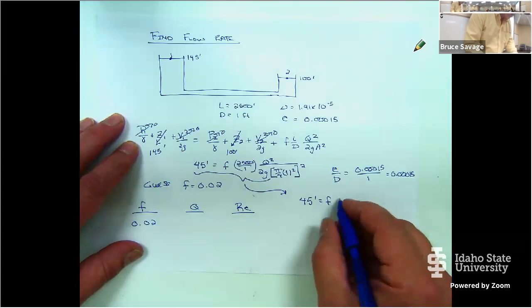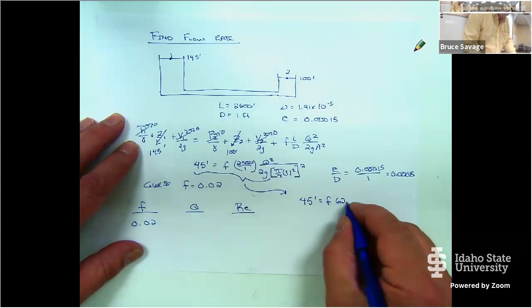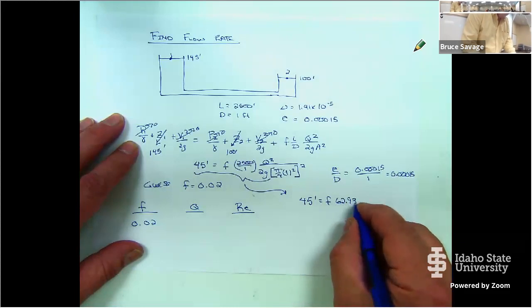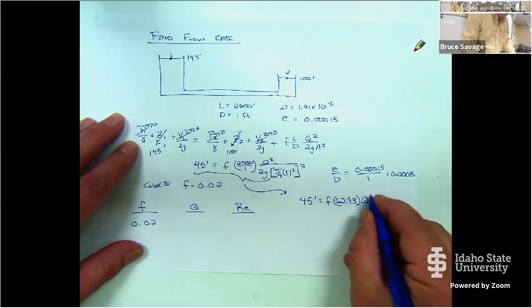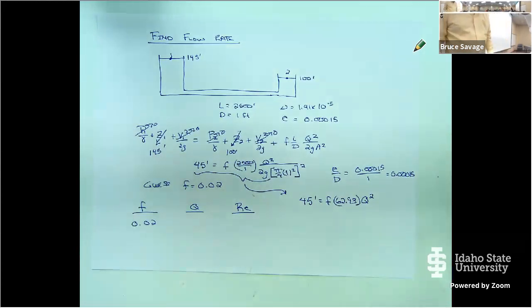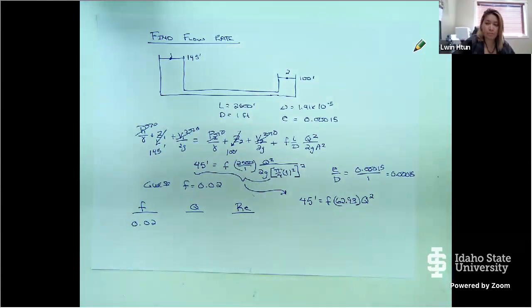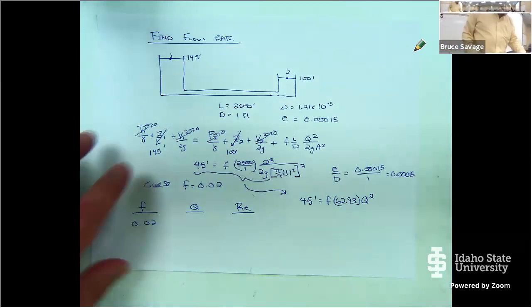F times 62.93 times Q squared. Now you could simplify that more if you wanted to. But, you know, isn't that 145? It is 145 over here.